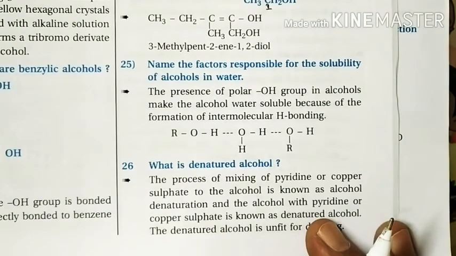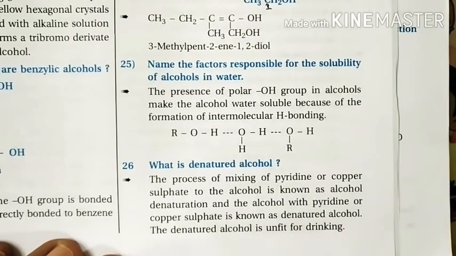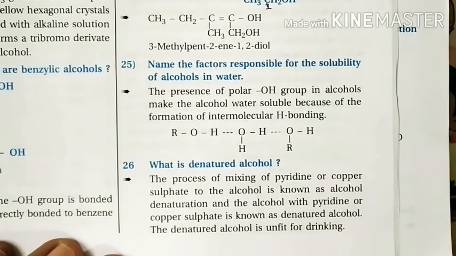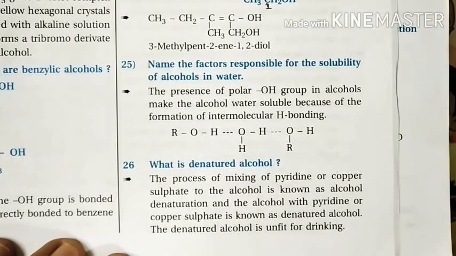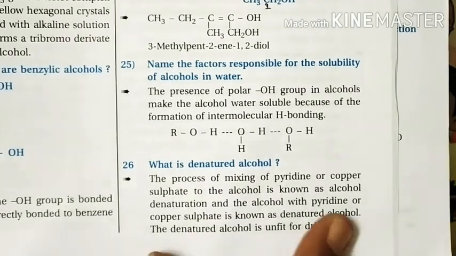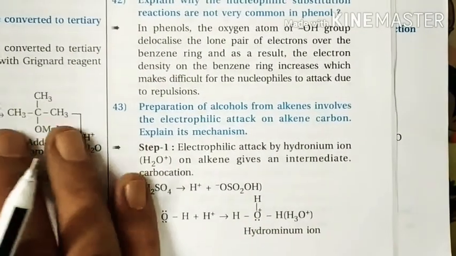What is denatured alcohol? Alcohol made unfit for drinking purpose by adding poisonous substances like copper sulfate or pyridine etc. is called denatured alcohol. Next one.